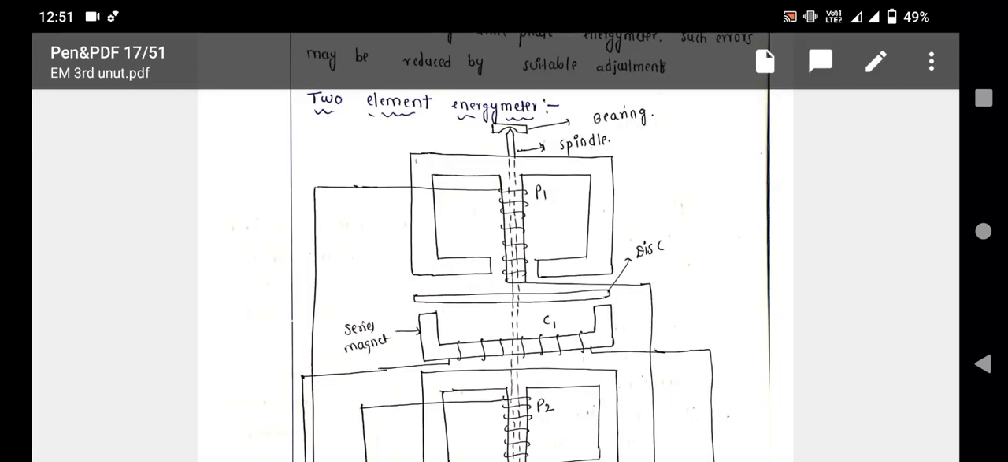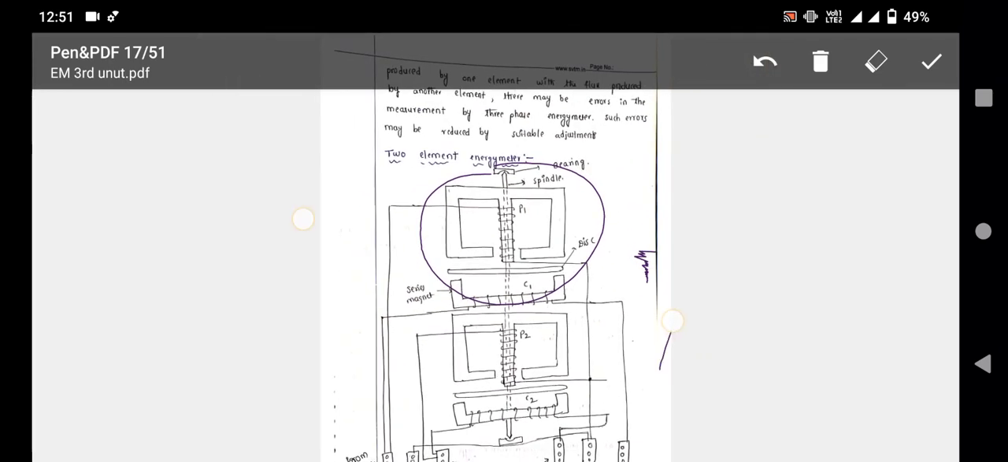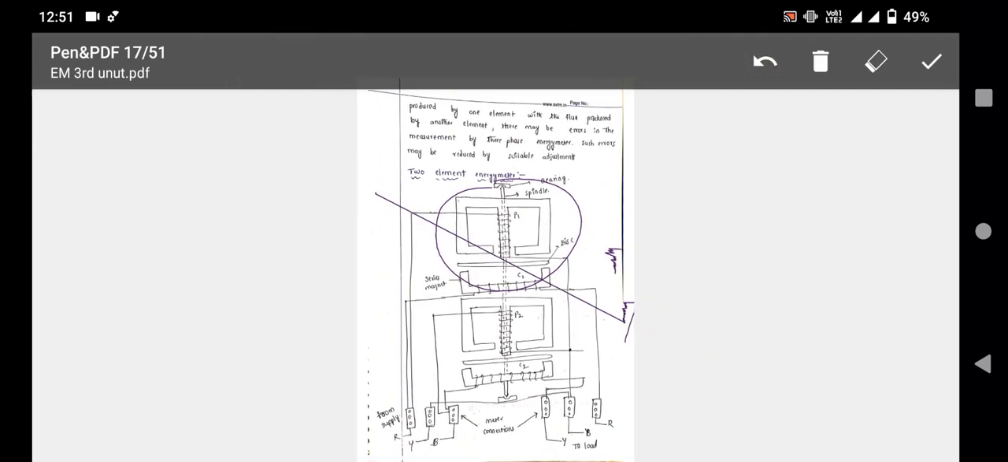It is a 2 element energy meter. I already told you what an element means: one element means one current coil and one pressure coil. It is one element, and another element will be downward, but with a common spindle, and 2 aluminum discs are provided on the common spindle. This is a 2 element energy meter.